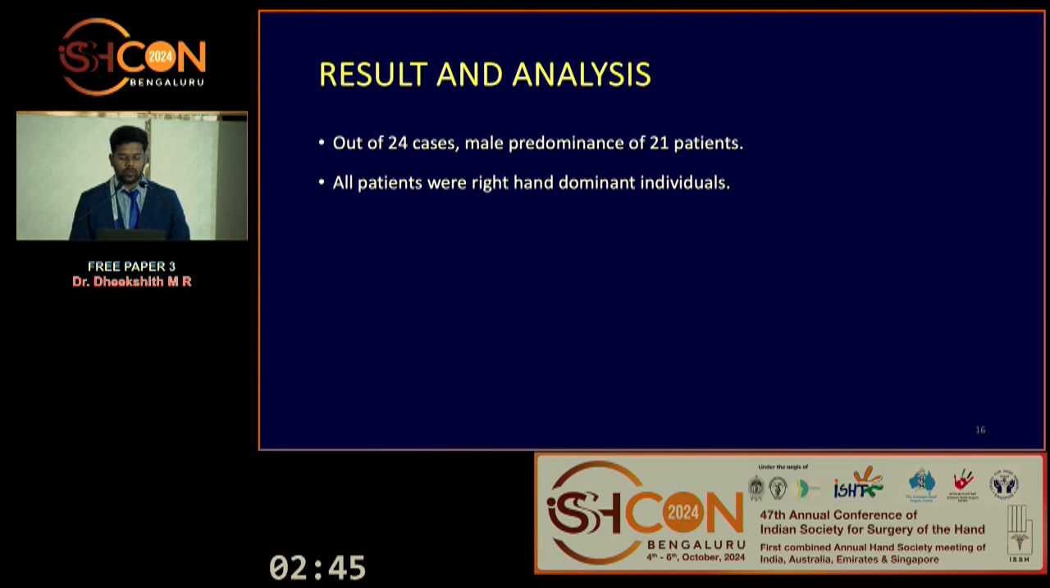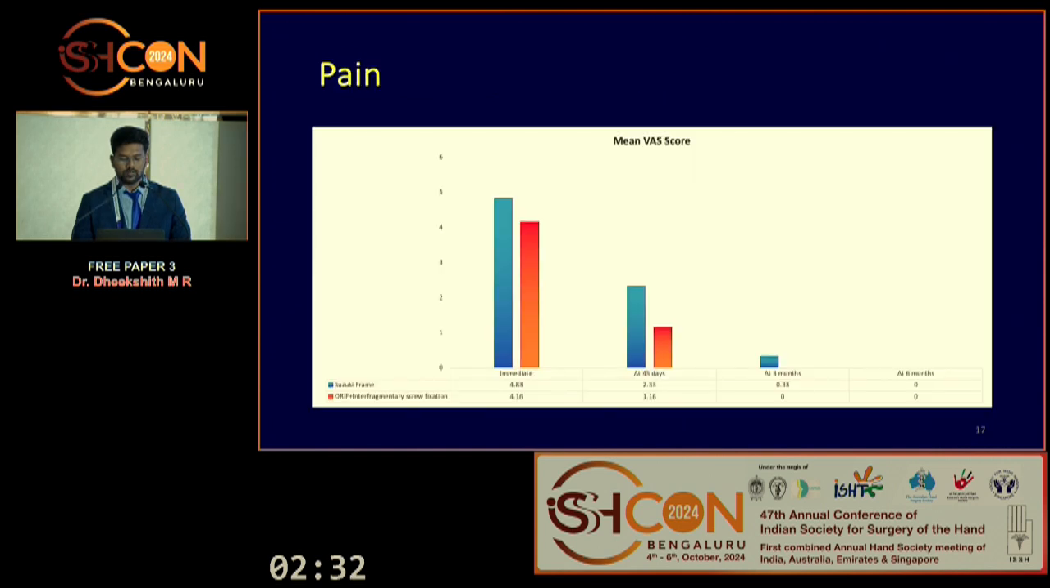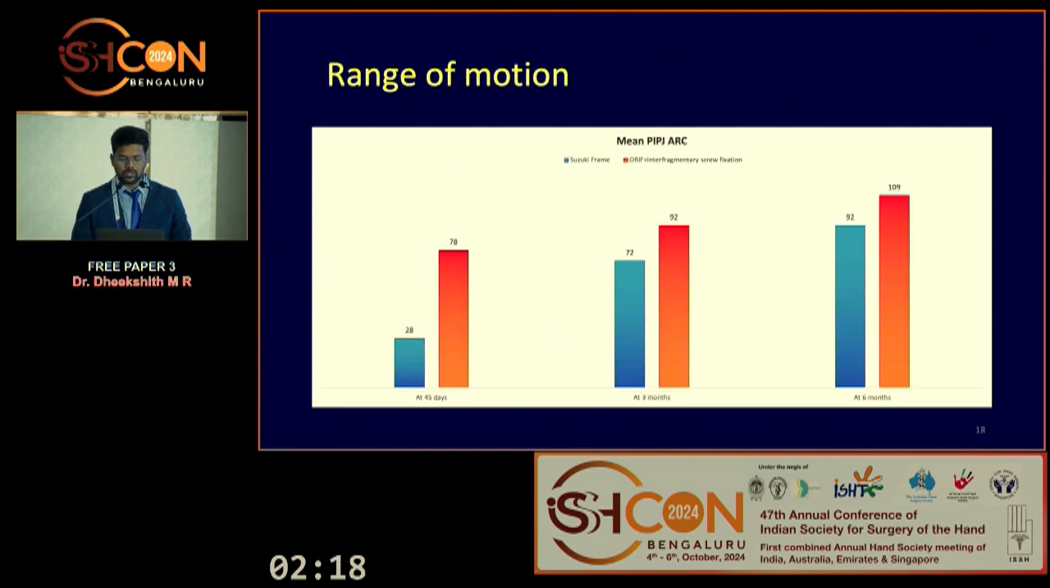Out of 24 patients, there was a male predominance of 21, and all the patients were right hand dominant individuals. Our study showed the middle finger was most involved, followed by ring and index. At the end of 3 months, the VAS score was 0 with ORIF with interfragmentary screw fixation. By the end of 6 months, both Suzuki and ORIF had a 0 VAS score.